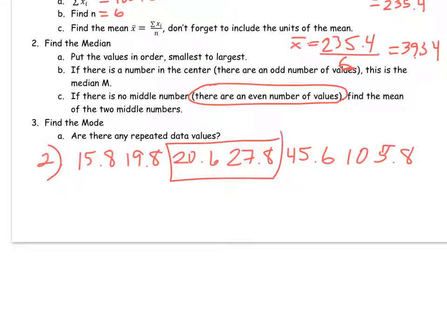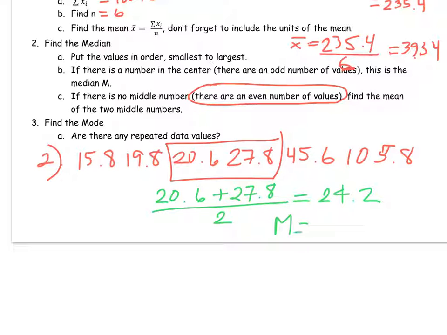Well, 20.6 plus 27.8. Let's find the average of those two, adding them up. And what are we going to divide by? We're going to divide by 2. When you do that, you should get that the average is 24.2. Remember, the average should be between the smallest and the largest values of what you're finding the average of. So we would expect that the median will be between 20.6 and 27.8. So M is equal to $24.2 billion.